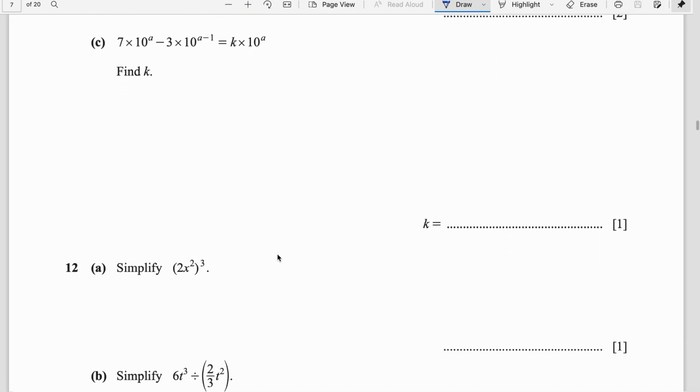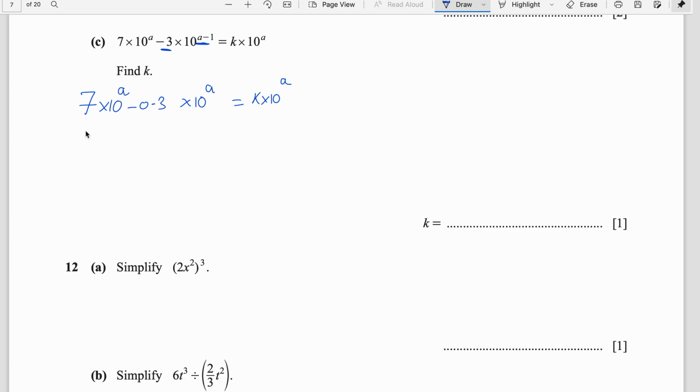C part. Find the value of k. Now see, you have 7 into 10 raised to power a minus 3 into 10 raised to power minus a is equal to k into 10 raised to power a. So I can see if I can make all of these as 10 raised to power a. 7 into 10 raised to power a. Now minus 1, if I increase 1 on this side making it 10 raised to power a, I have to decrease 1 on the other side, so minus 0.3 is equal to k times 10 power a.